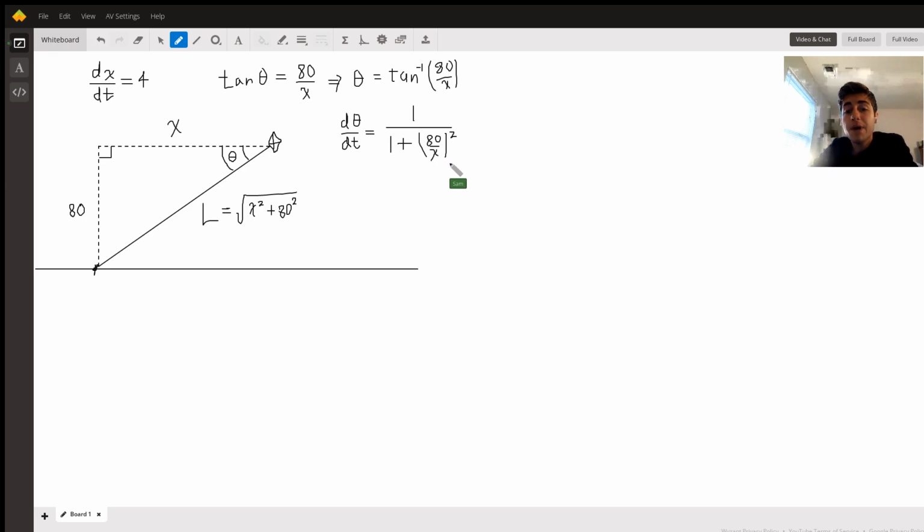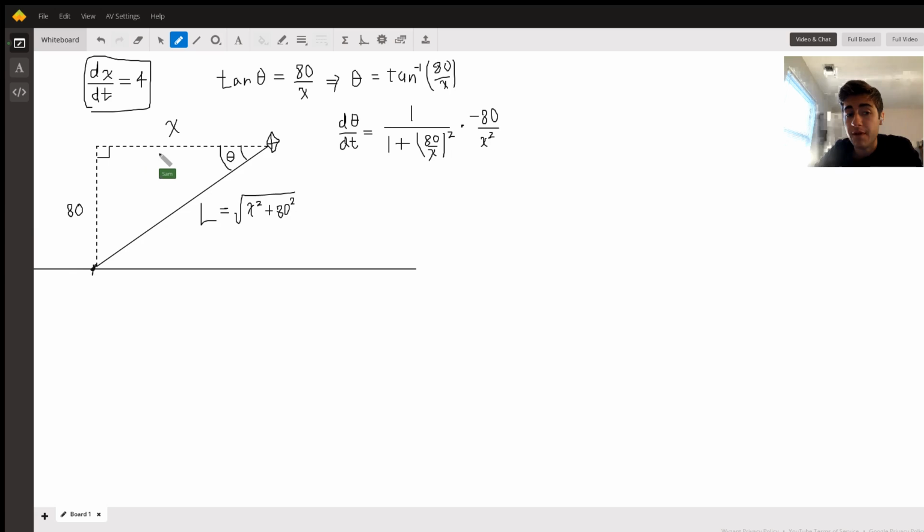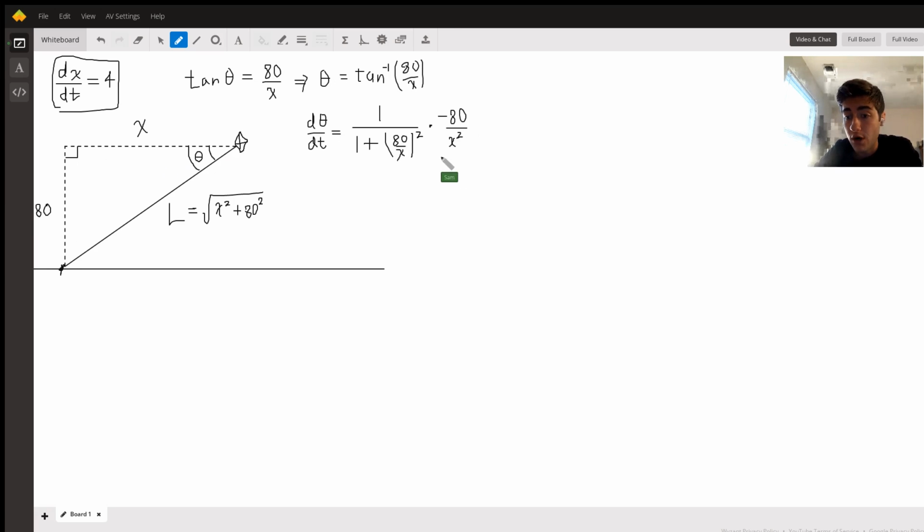like so. But now we need to use the chain rule, and we need to multiply by the derivative of the inside function. The derivative of 80 divided by x is simply negative 80 over x squared. That's the power rule in action. And then we need to multiply by the derivative of the innermost function, which is x. Remember, x is not just an independent variable here. x is a function of time, I should say. And we know the derivative of x with respect to time. It's exactly 4.